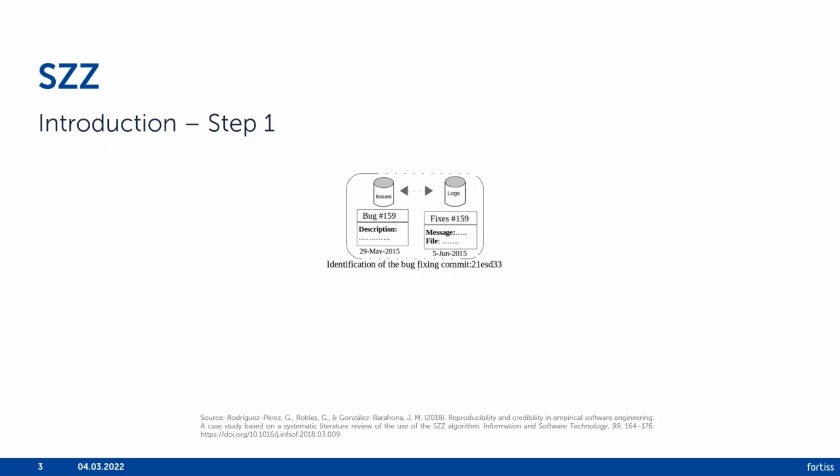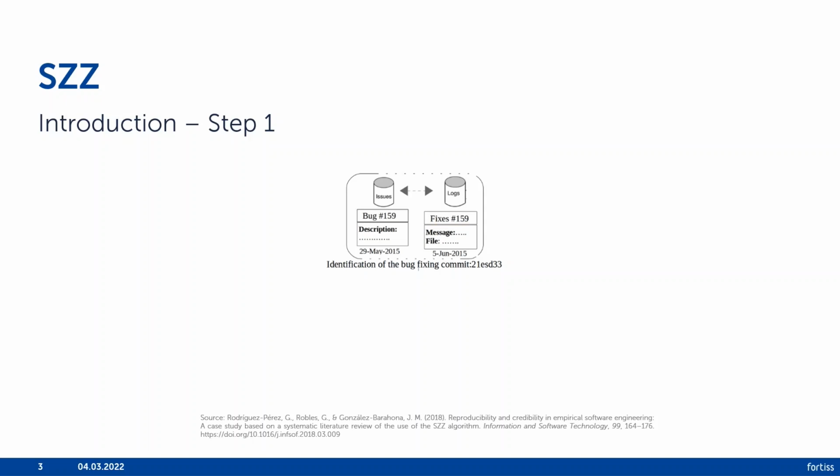For the first step, it uses an issue tracking system such as Jira or GitHub issues to get all bugs for a project. The bug identifiers are then mapped to references of said bug in the commit message. So in this example, we have a bug with issue identifier number 159. And the algorithm looks in all commit messages and searches for references to this bug. In this case, it finds a commit which states that it fixes number 159. This commit is then used as the bug fixing commit.